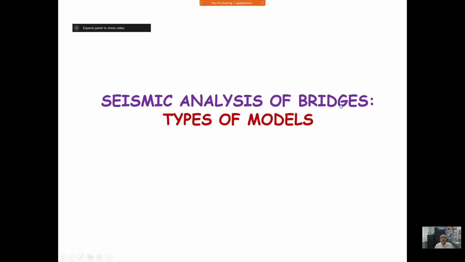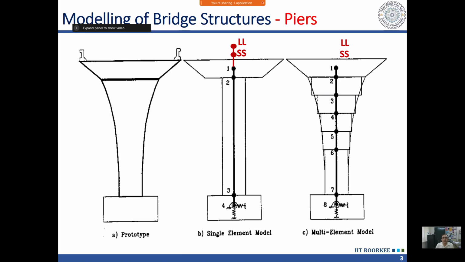So the first thing we are going to discuss is the different types of modeling techniques which are allowed for different types of structures, different types of bridges in the codes. So basically there can be two types of models. Either we can model the piers independently. So in case of regular bridges where the piers are of almost same height and simply supported bridges are there, we can model individual piers also.